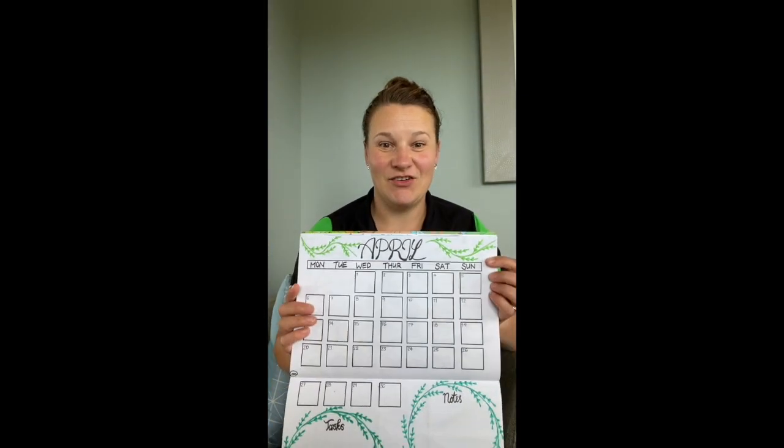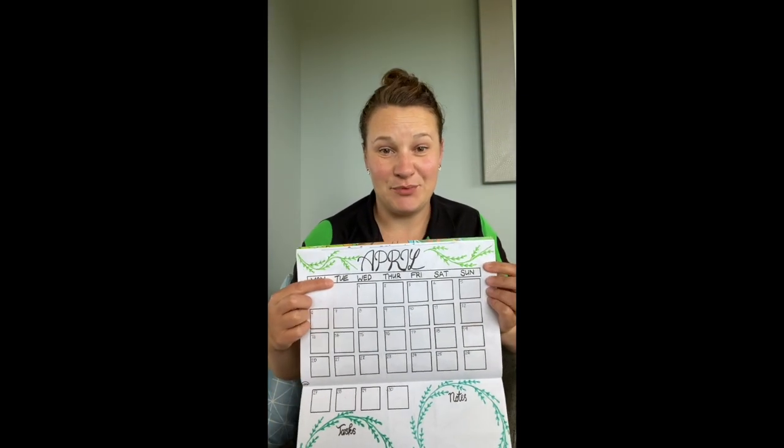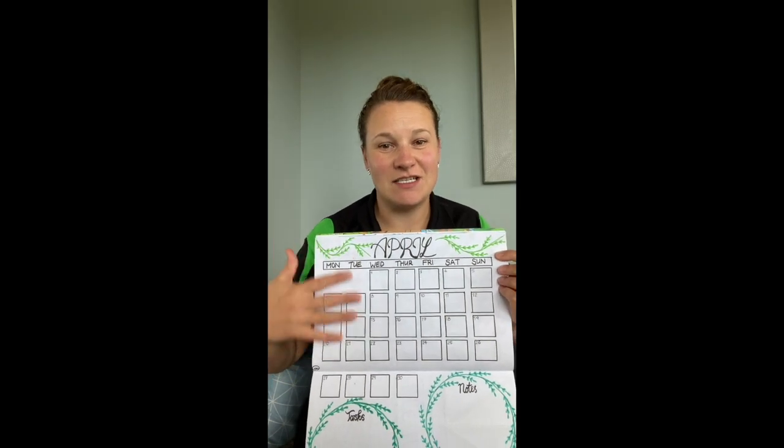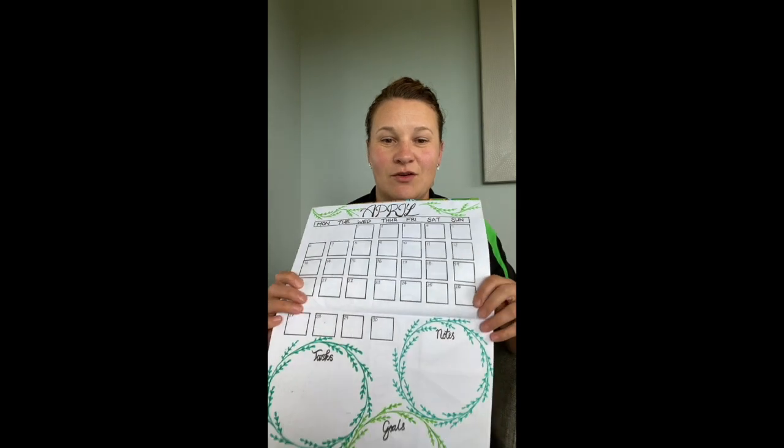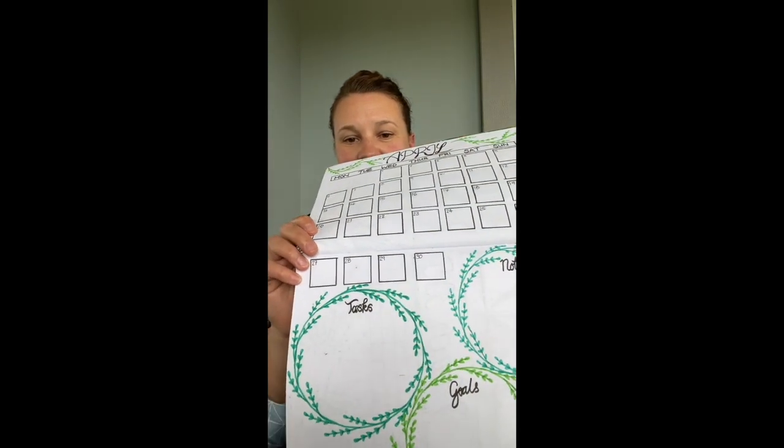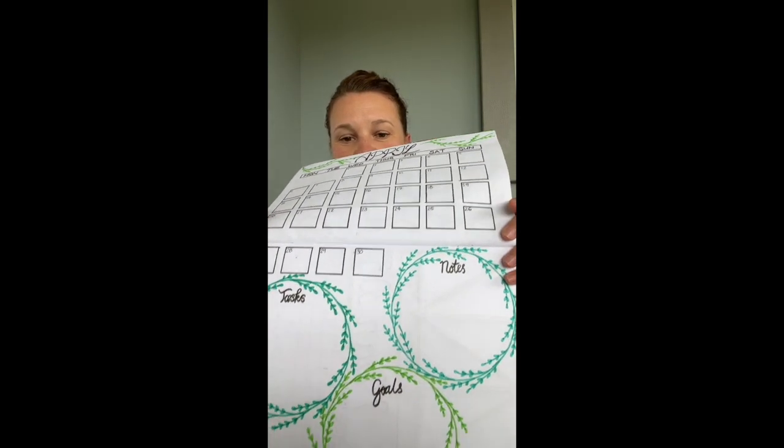The next spread that I've got is called your monthly. For this month I've done April, as March is almost finished, so I decided to start with April. And I've also got down the bottom tasks, notes, and goals.